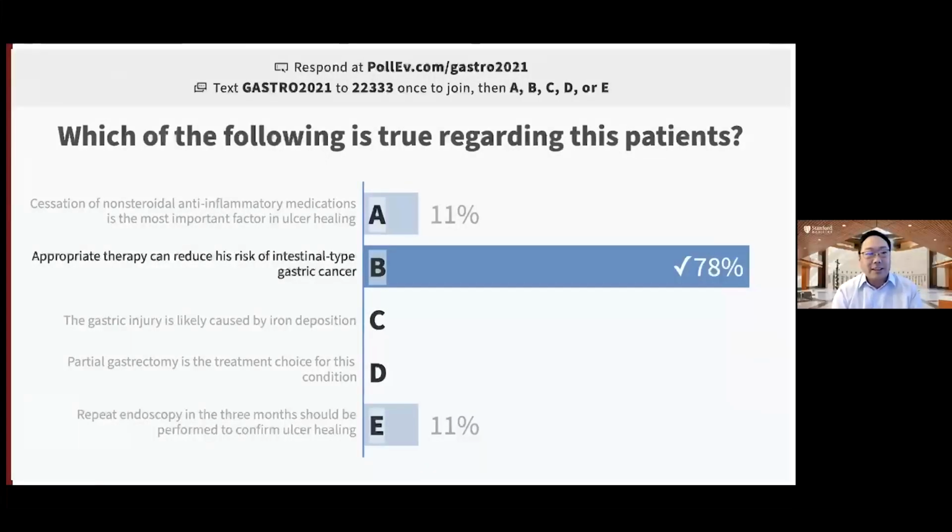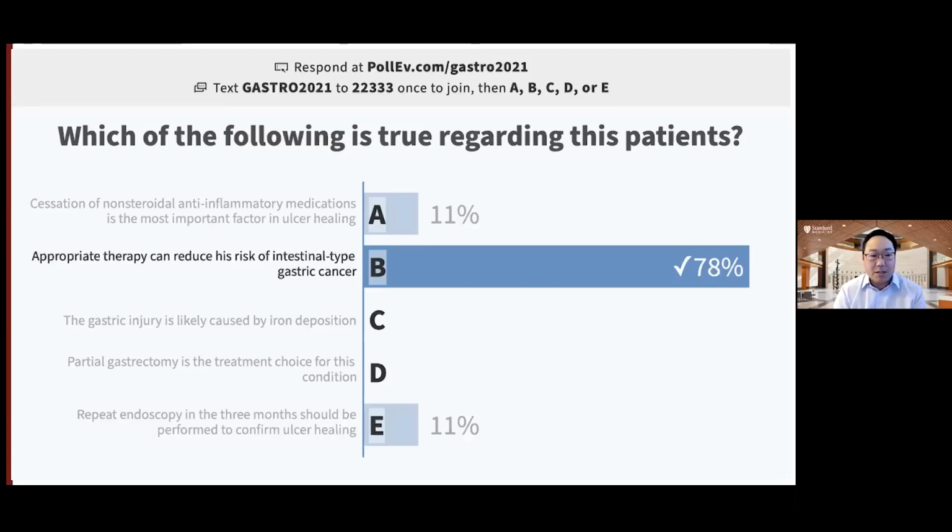So if we go to the answers, cessation of NSAIDs is not the answer, since these aren't NSAID-mediated ulcers like the tennis player. These ulcers are H. pylori related, so it wouldn't matter that they're on NSAIDs. And then the other answers: gastric injury is likely caused by iron deposition. This looks brown, so maybe it's iron. That's probably why that one's there. Partial gastrectomy is the treatment of choice for this condition. Not really even sure why they would come up with that, so that could easily be excluded.